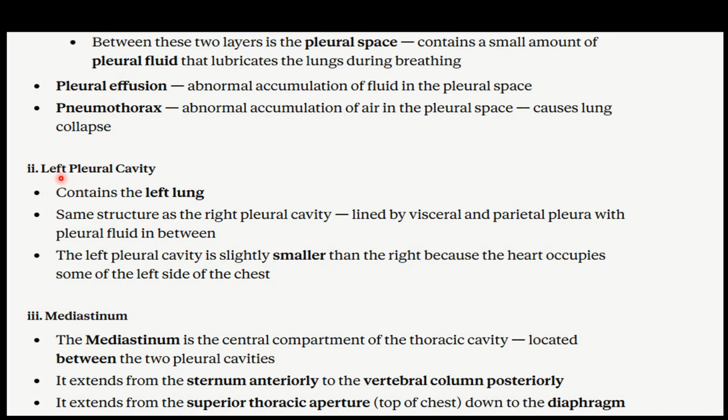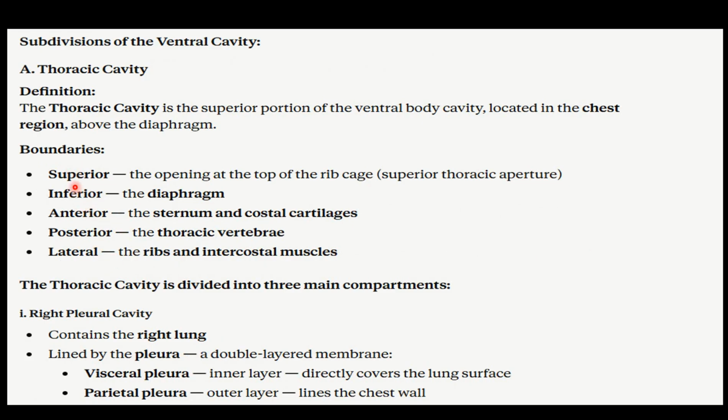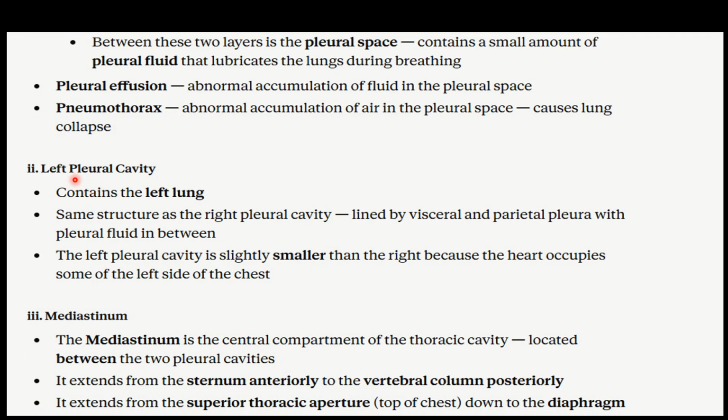Now the second subcategory is the left pleural cavity. Subcategory of what? Subcategory of the thoracic cavity. The left pleural cavity is almost the same, but it is for the left lung. It contains the left lung, with the same structure as the right pleural cavity, lined by the visceral and parietal pleura with the pleural fluid in between. The left pleural cavity is slightly smaller than the right one because it contains the heart, on some of the left side of the chest. Then we have the mediastinum.